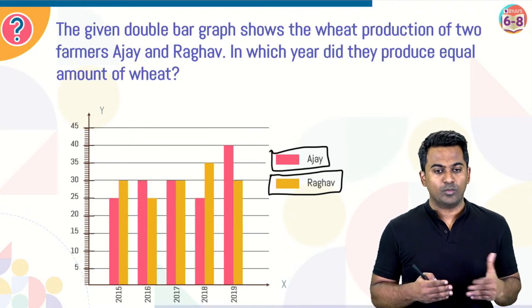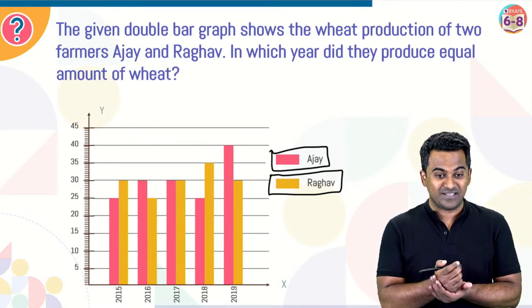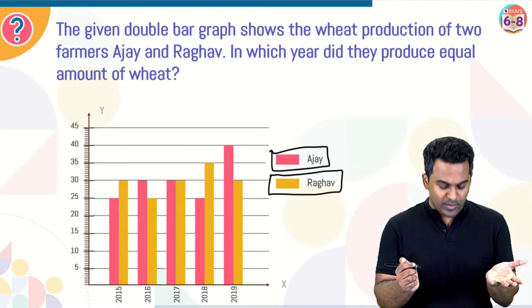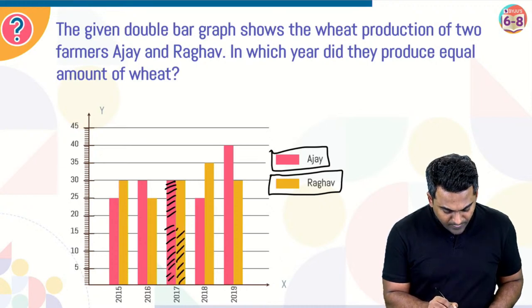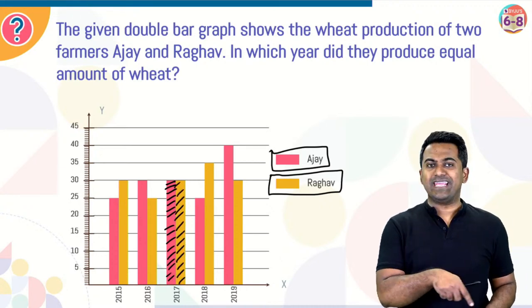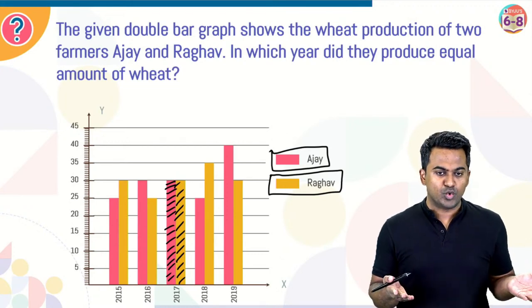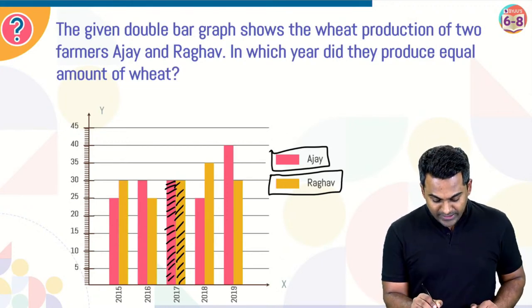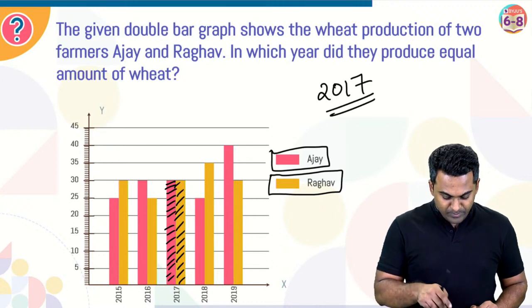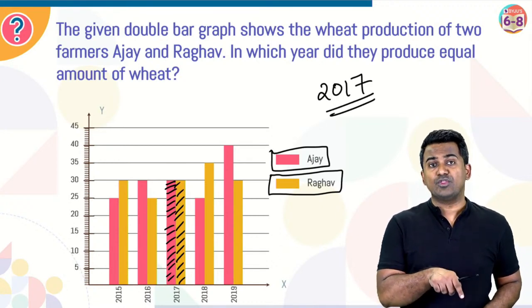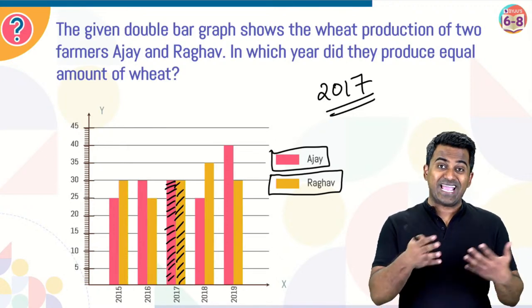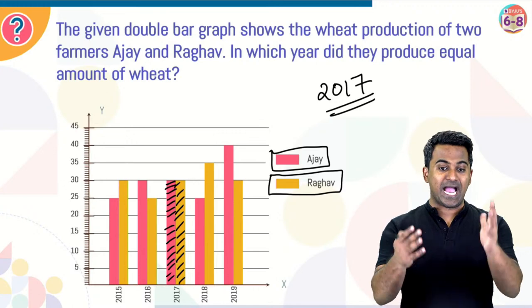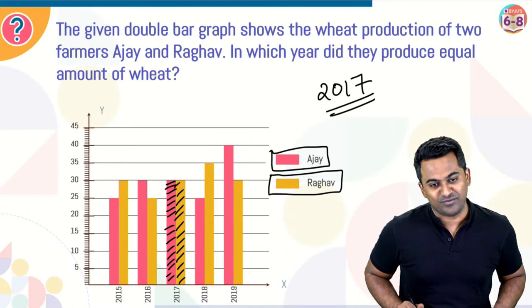Equal amount means what? Well done, good. You guys are saying 2017. I think I agree with that. Because for the year 2017, we can observe that both the bars are of the same height, right? It doesn't happen for any other year. Very good, well done. 2017 it is. The correct answer is 2017, because for the year 2017, the lengths of both the bars used to represent the production of wheat for Ajay and Raghav are of the same height. Well done. Hari says he answered it first. Cool.